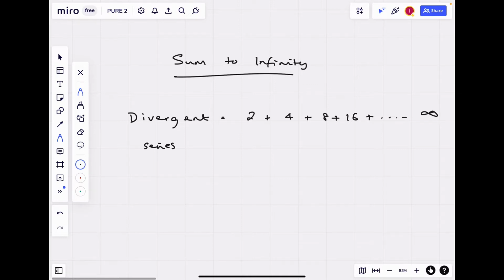The opposite is when they get smaller as each term goes on, which is known as a convergent series. So 1 plus a half plus a quarter plus an eighth and so on, until you also get to infinity.